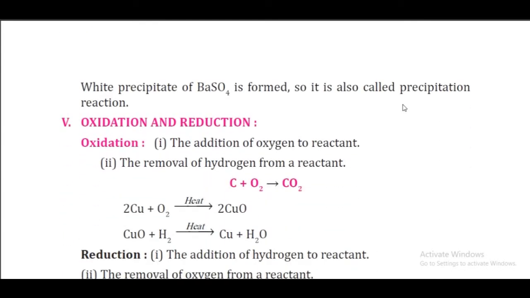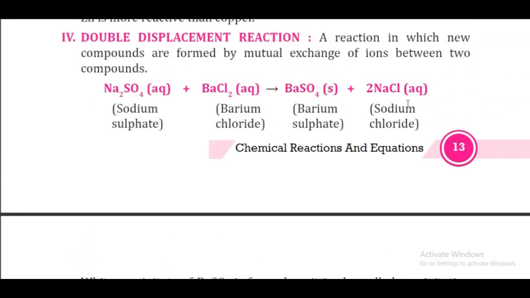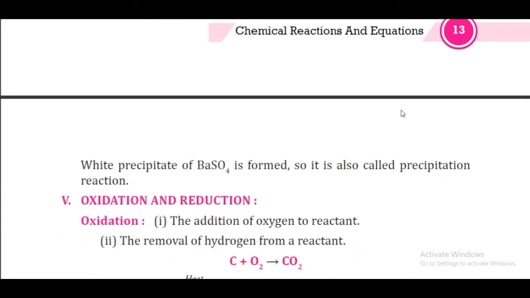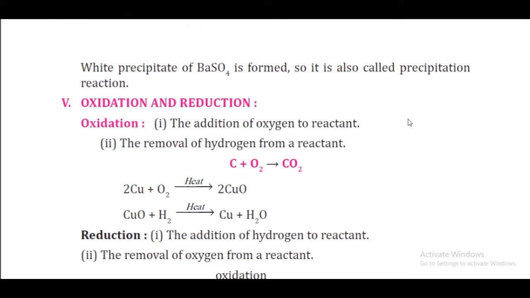Here in the above reaction they have indicated that a white PPT is formed. So in double displacement reaction you can see in the above example that the barium sulfate formed is of white color. It is a precipitate which settles down. It is an insoluble substance. So this reaction can also be called a precipitation reaction. White PPT of barium sulfate formed, and so it is also called precipitation reaction.